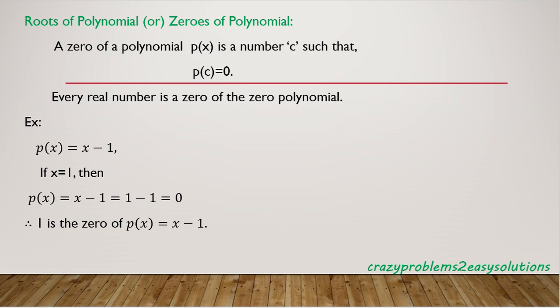In the same way, you can take another polynomial also and apply any other number. The number for which you get the value 0 is the zero of the polynomial.